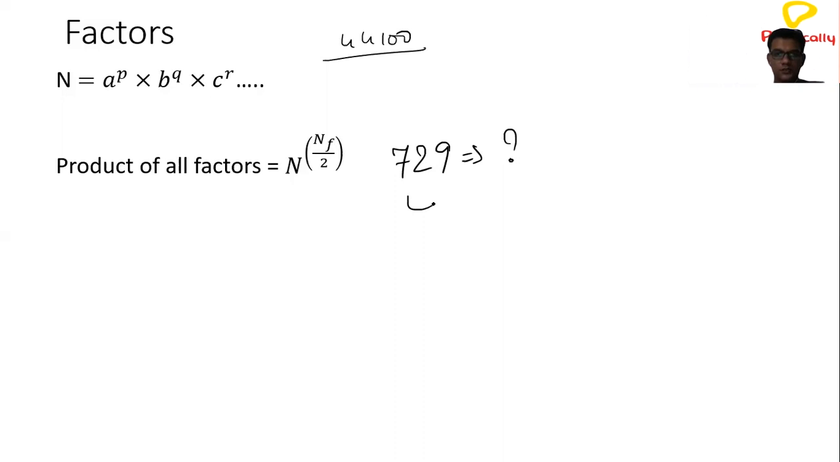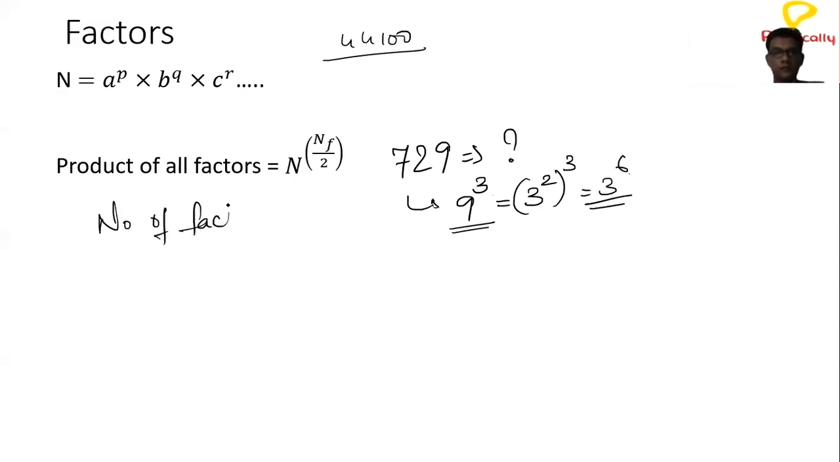For all of you, 729 is 9 cube, okay? If you remember, I had told you to remember cubes up to 12. So if you have not done this, this is a check. So 9 cube is 729. Now 9 itself is not a prime number. So 9 itself is 3 squared. So 3 squared whole cube means 3 power 6. So what is the number of factors here? 7. One more than the power.